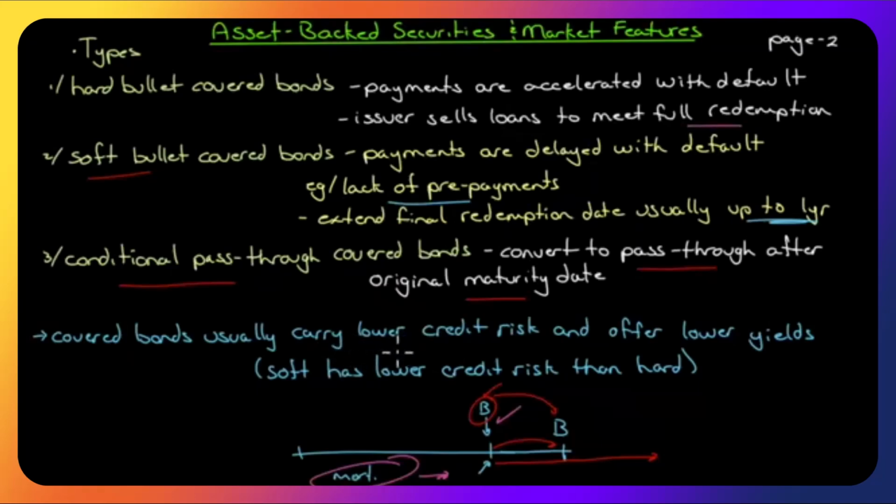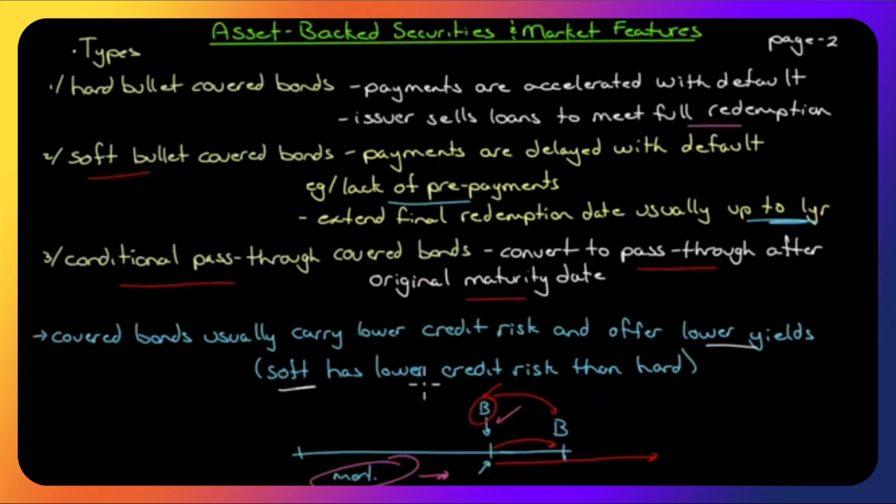Covered bonds usually carry lower credit risk. We saw on the first screen all of the credit enhancements that were there. You have over-collateralization. You have recourse to the loan pool itself. And if that's still not enough, you have recourse to the issuing bank itself. So they usually carry lower credit risk and as such offer lower yields.